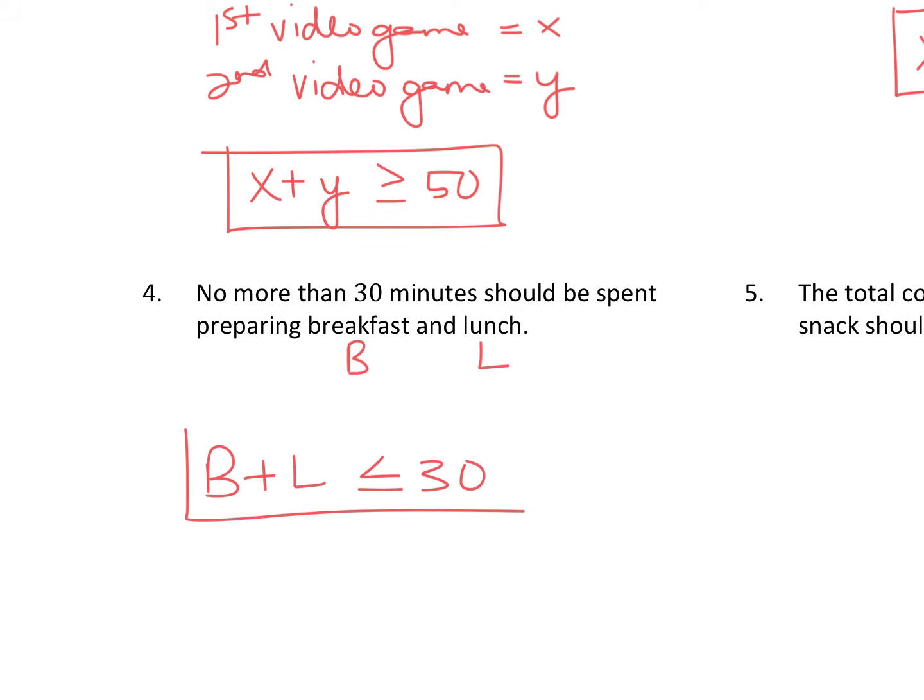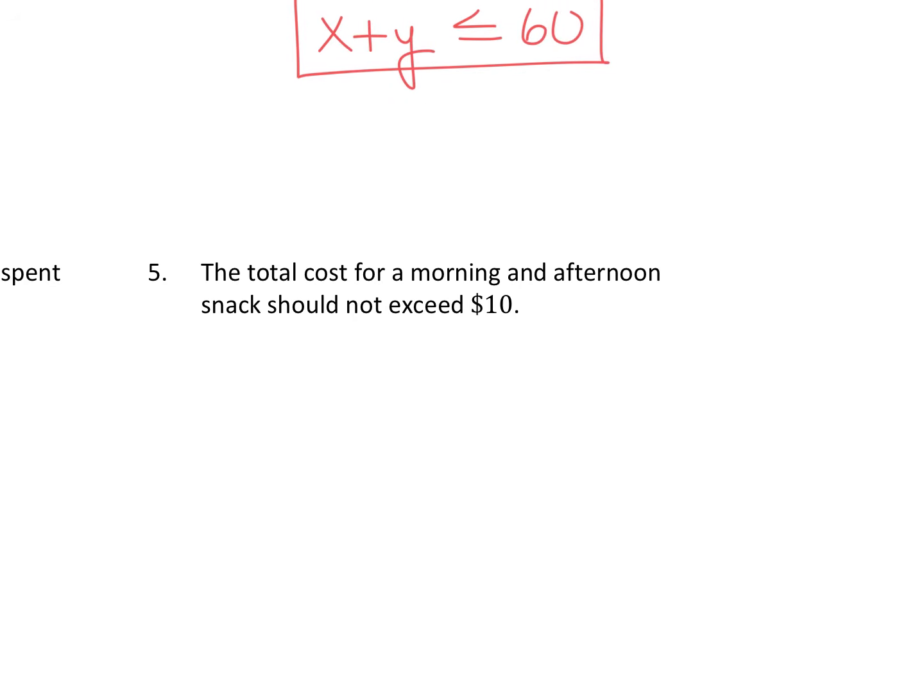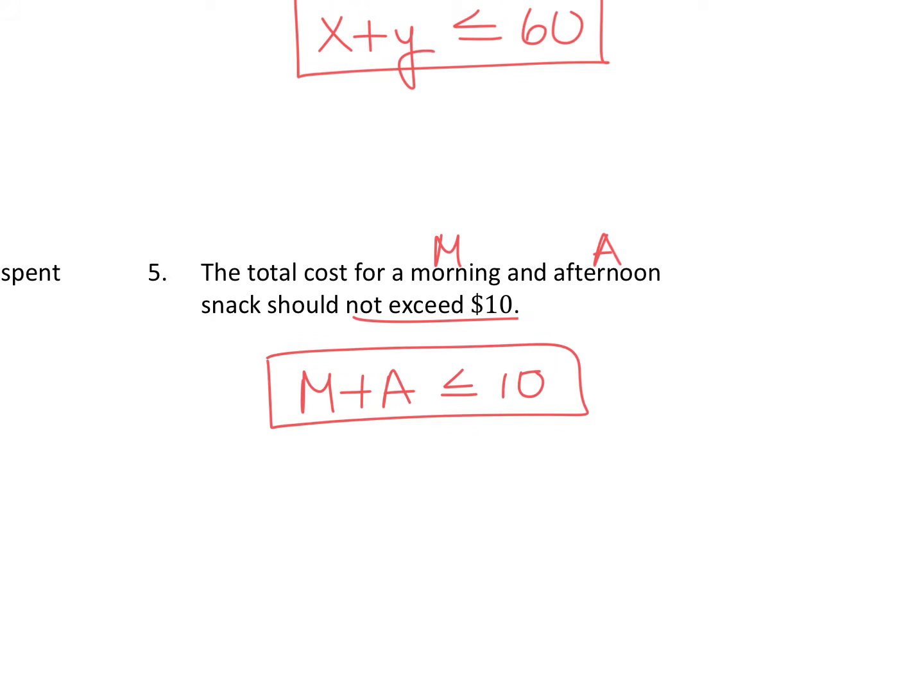Okay, let's try our last one. Number 5. The total cost for a morning and afternoon snack should not exceed $10. Let's do morning as M, afternoon as A. So M plus A, not exceed $10, less than or equal to $10. What we've been doing here is we've been creating combinations of terms in an inequality. So it's actually in standard form where both variables are on the left and we have a constant on the right. We probably will need this as we head into our activity.